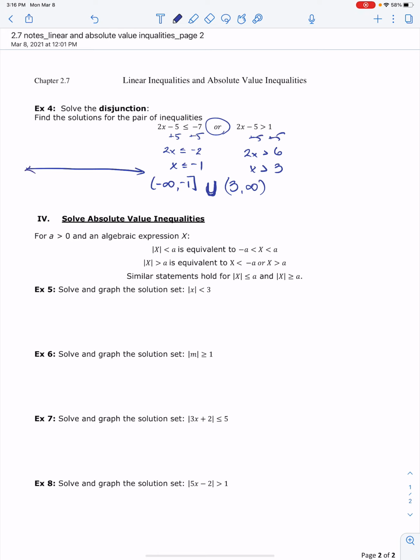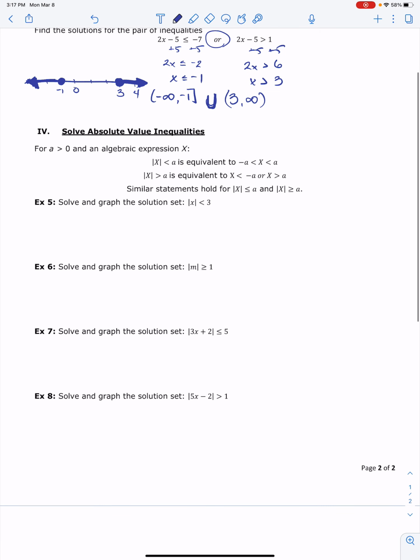Let's take a look at what this looks like on a graph. I have solutions over here, less than negative 1, or over here, greater than 3. Notice there is no overlap. There is no way an x could fall in both of those pieces. Hence the reason for the or.